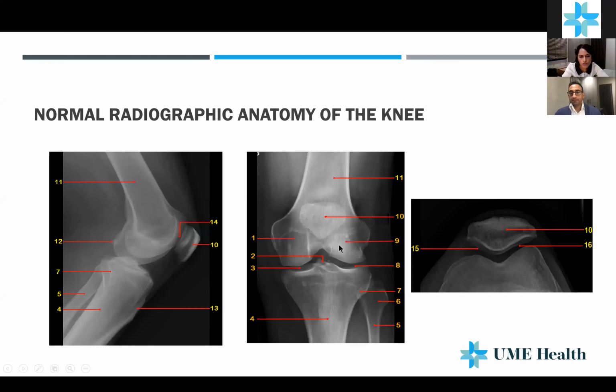And then going on to the AP view, you've got another view of the patella, check for a fracture or a bipartite patella. You've got the distal femur, and then you've got the medial and lateral femoral condyles. Look at the articular margin, looking for a tibial plateau fracture. You may see a subtle sclerosis, which may show some compression of the trabecular pattern, which may be another indication of a tibial plateau injury.